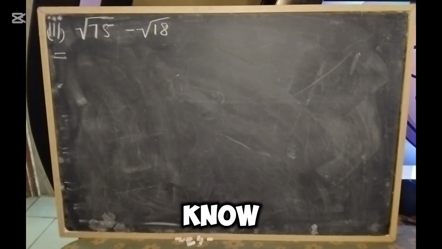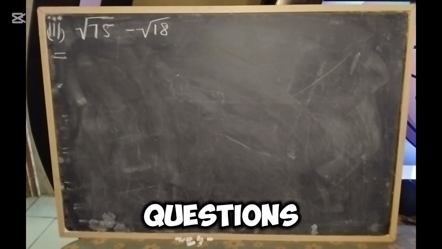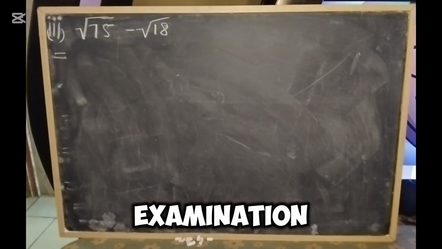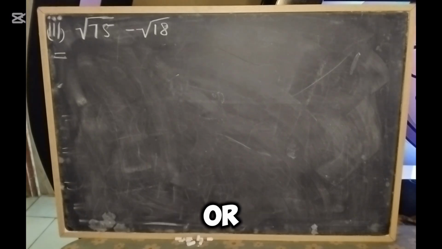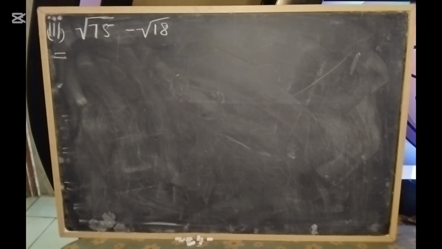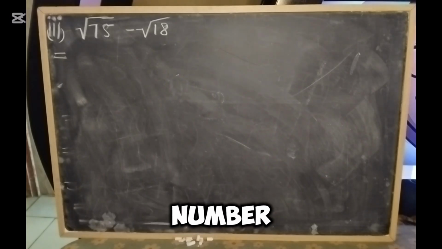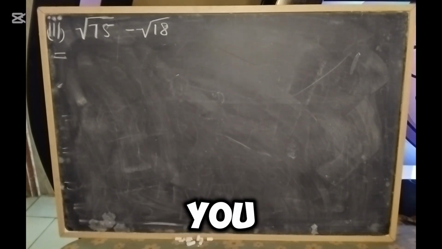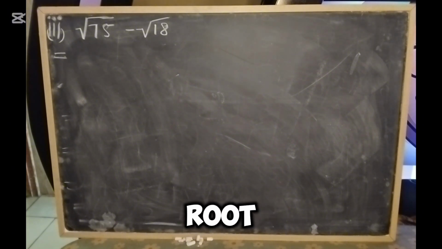If you don't know this kind of questions, you won't be able to answer anything in an examination. So pay attention to your teacher, or even if you don't want to listen to your teacher, you can find tutorials on YouTube like this one. First things first, you should find the factors of 75. And while finding the factors of 75, look for a number that can give you a whole number when you place it inside a square root.